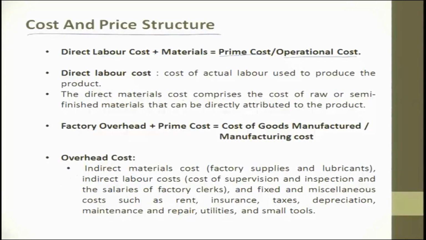Factory overhead plus prime cost is equal to the cost of goods manufactured, or manufacturing cost. There is something called overhead cost. Overhead cost includes indirect material cost, factory supplies, lubricants, indirect labor cost, cost of a supervisor, inspection, salary of a factory clerk, and fixed and miscellaneous costs such as rent, insurance, tax, depreciation, maintenance, repair, utilities and small tools. All these things fall under overhead cost.